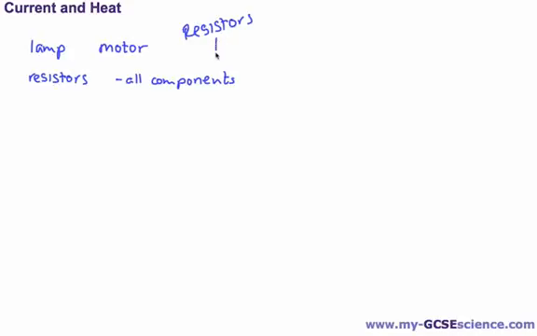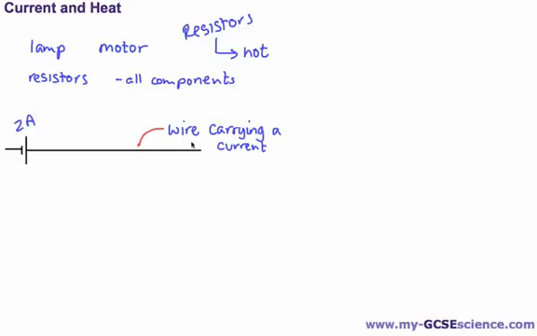Now when a current flows through a resistor, it gets hot, or it certainly gets warm, but the temperature does rise. That also applies not just to these components but also to any wires that carry current as well. I know technically this is not a complete circuit, so a current shouldn't be flowing, but just for the purpose of explaining this to you, if I've got a wire carrying a current, it's going to get warmer.